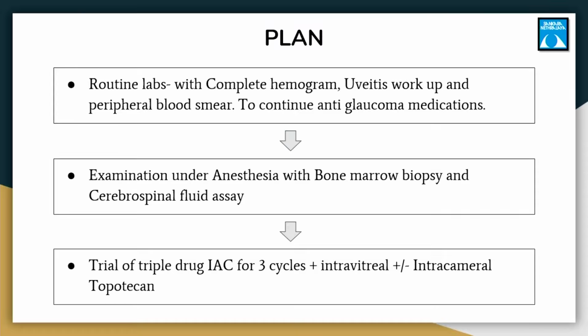The plan for our patient was to do routine labs with a complete hemogram, uveitis workup, and a peripheral blood smear, and to continue the anti-glaucoma medications. Then proceed with examination under anesthesia with a bone marrow biopsy and cerebrospinal fluid assay, and to do a trial of triple drug intra-arterial chemotherapy of 3 cycles with intravitreal or intracameral topotecan. He didn't follow up with our treatment, so we'll forget about it for the time being. Let's go ahead with other discussion.